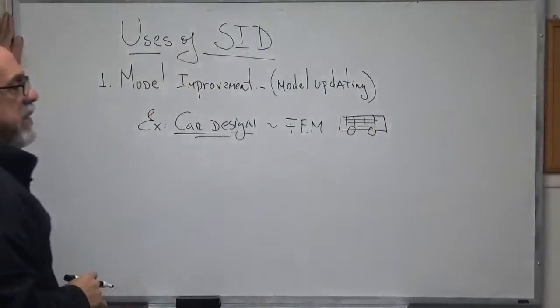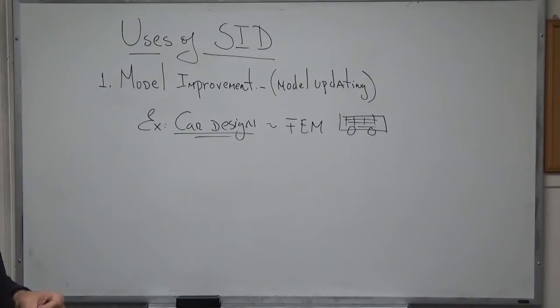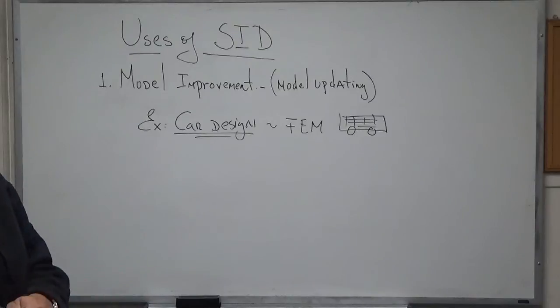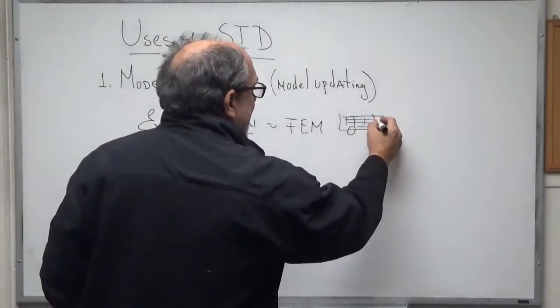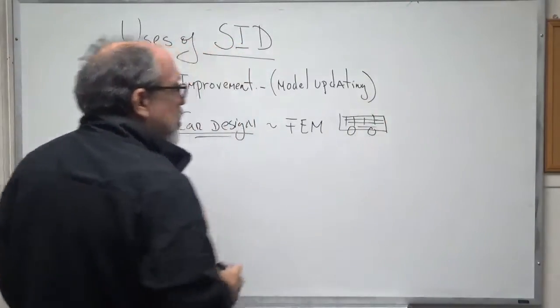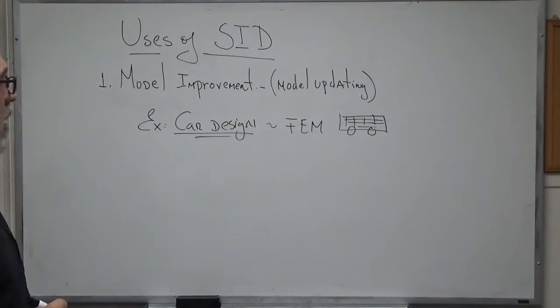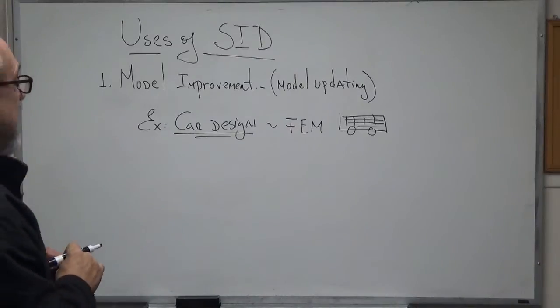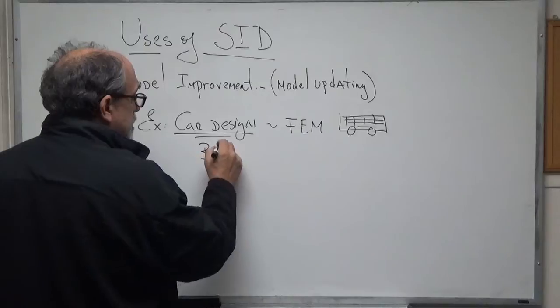The finite element model of the car allows you to ask some questions. You can do dynamics and look at the aerodynamics and ask what kind of vibration levels will I get if I make the mirror like this or like that. So you can use the finite element model to improve your design. But then you are at a certain stage and you build a prototype.